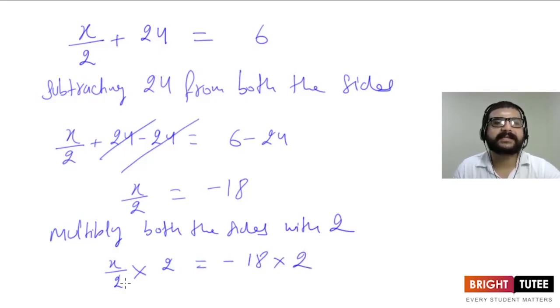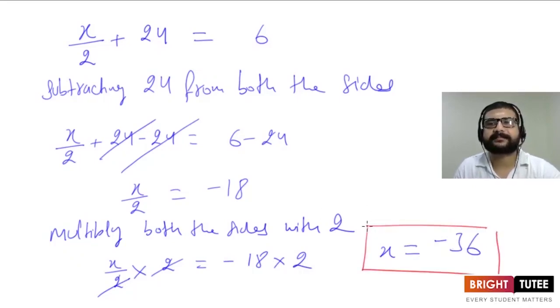Now by simplifying this, we can cancel 2 with 2 here. So we will get x is equal to minus 18 into 2, which is minus of 36. So the value of x we are getting from here is minus 36. So we have solved this equation and we got the value of x as minus 36. Now if we have tried this question with trial and error method, would it be possible to get the value of x? No. It would have been very difficult to get the value of x using trial and error method. That's why we solve the equations algebraically.